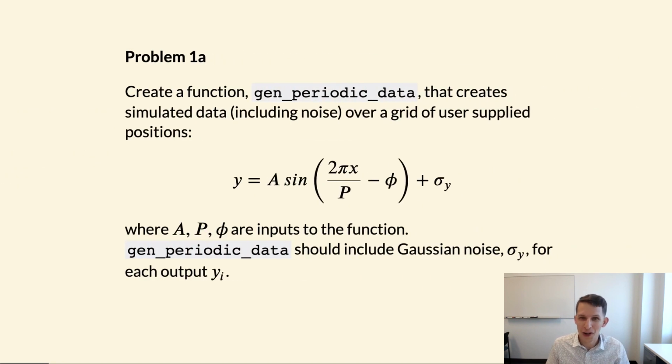All right, so while this is a lecture, we're actually going to start with a problem today. I would like for you to write a function called gen_periodic_data that creates simulated data, including noise, over a grid of user-supplied positions. So we're going to have a function y equals A times sine of 2 pi x over P minus phi, plus some uncertainty sigma_y. A is an amplitude, P is the period, phi is just some phase offset, and these are all going to be inputs to the function. And as a reminder, we do want some random Gaussian noise included here.